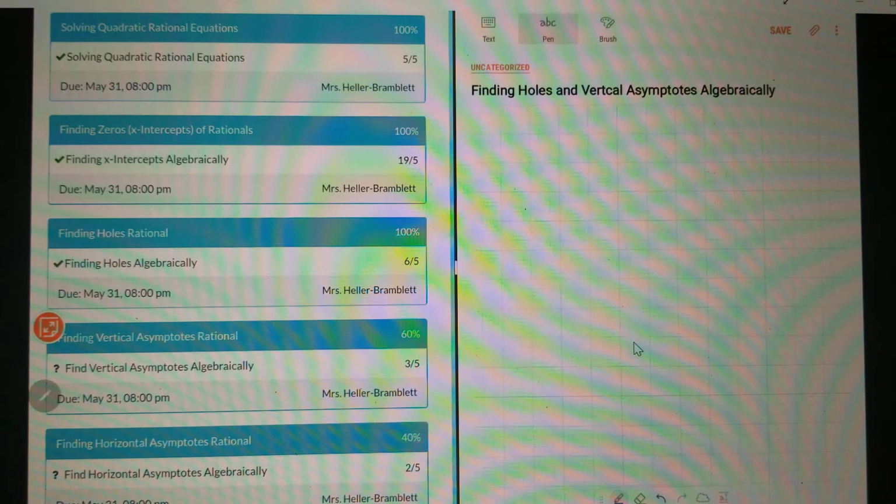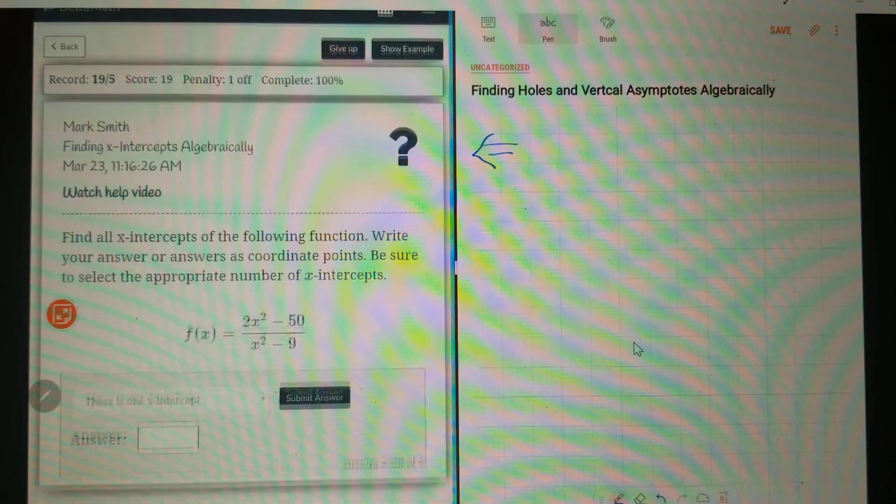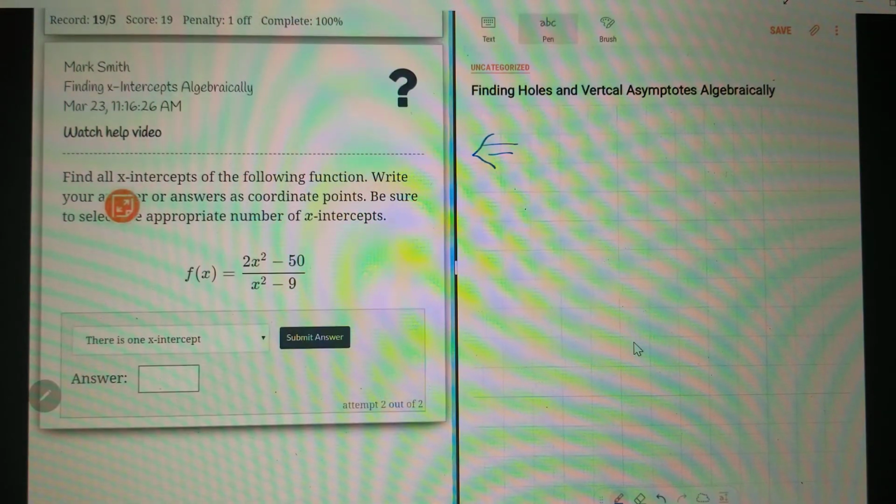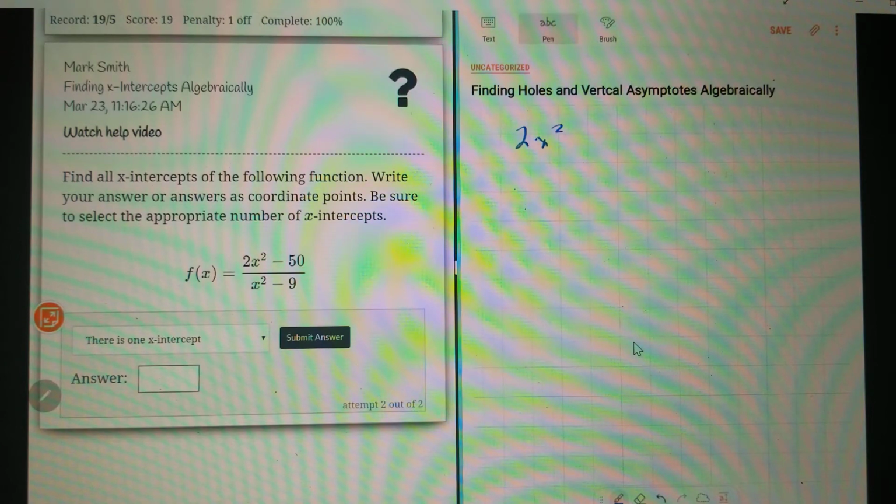Hi everyone, this is a quick tutorial on this lesson right here, which is finding zeros or x-intercepts algebraically. So let's go and click that, and we find a problem that says find all the x-intercepts of the following function and write your answers as coordinate points. So we have to remember that at the end. All right, so let's rewrite our function over here: 2x squared minus 50 over x squared minus 9.